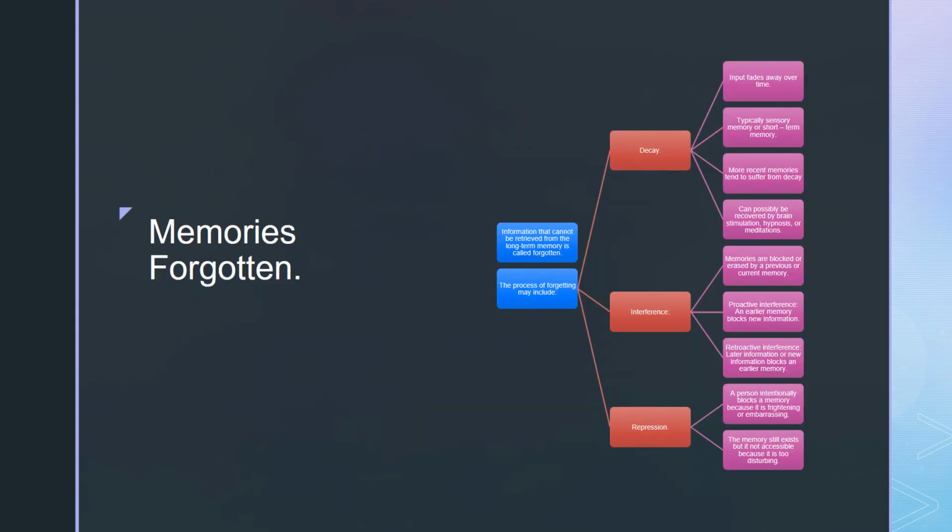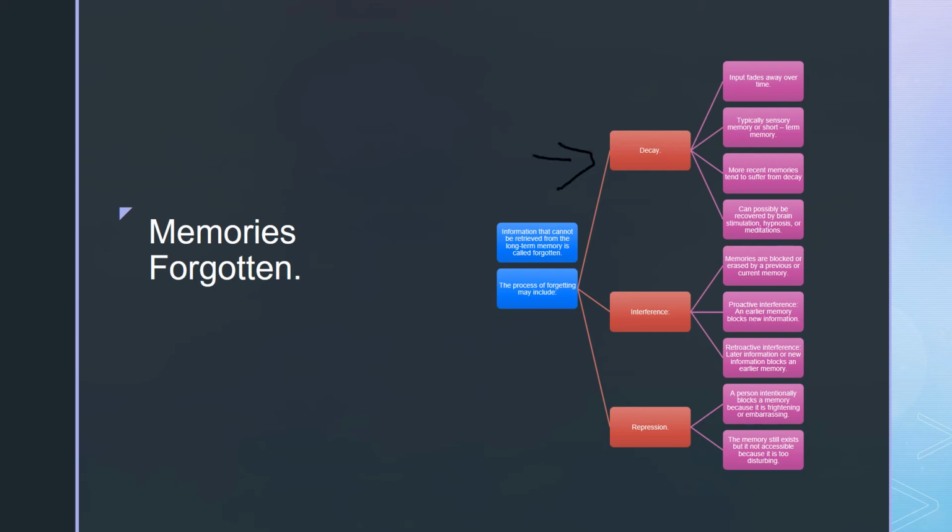Now, memory is forgotten. People suffer from memory loss every now and then, like forgetting a person's name or a certain word. Information that cannot be retrieved from the long-term memory is called forgotten. And there are three elements that can be included in forgetting information: decay, interference, and repression. Now, decay, up top here.